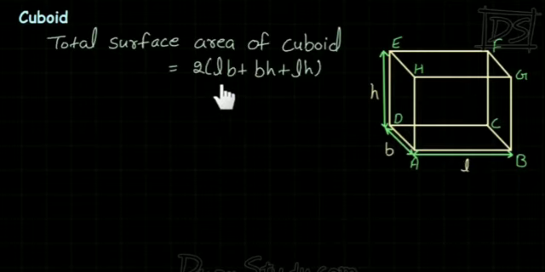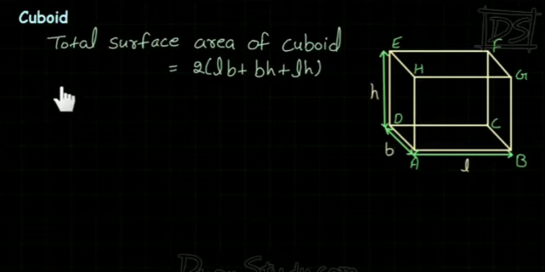The total surface area of a cuboid is 2(LB + BH + LH). It means all parts are calculated here to find the total surface area of a cuboid. See students, for total surface area we have to take all the parts, meaning the ceiling and the floor too. So this is our total surface area of a given cuboid.